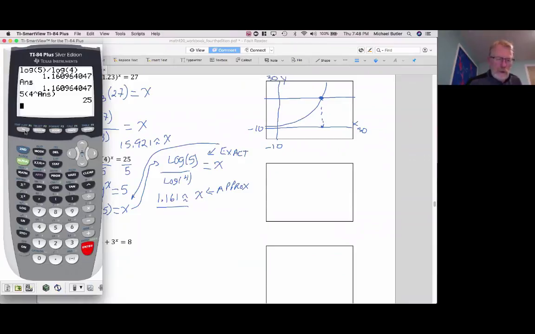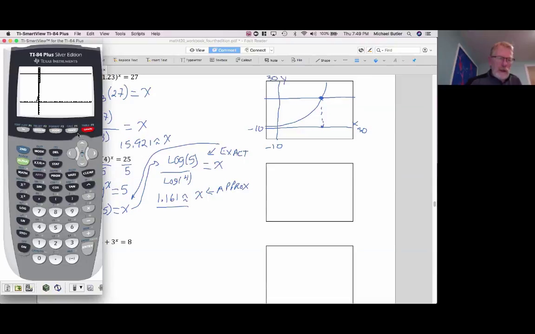All right, let's do the graphical solution to this. And so we're supposed to put in 5 times 4 raised to the x into y1 and 25 into y2. Okay, well, I know that the horizontal line for y2 is going to go through the y-axis at 25, so let's just go ahead and try the window settings we had from the last one. Let's see how it works.